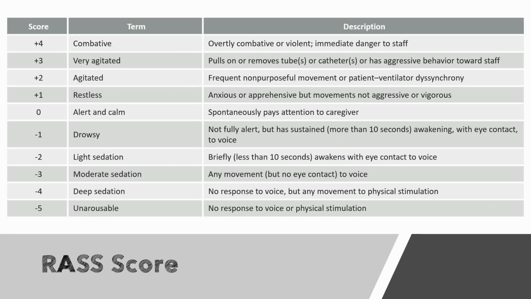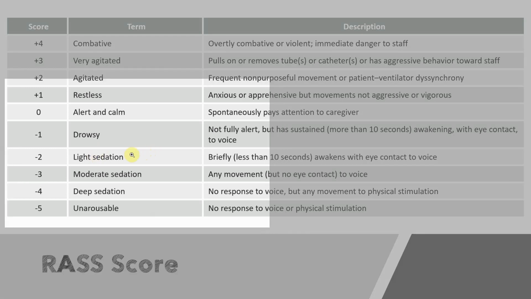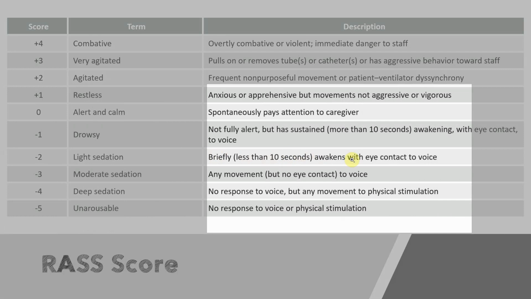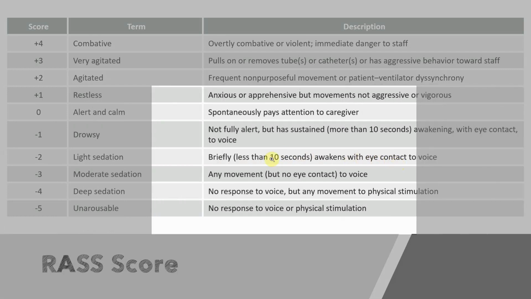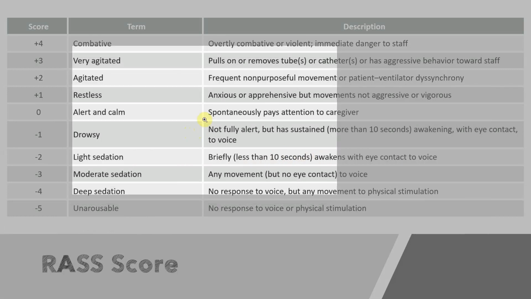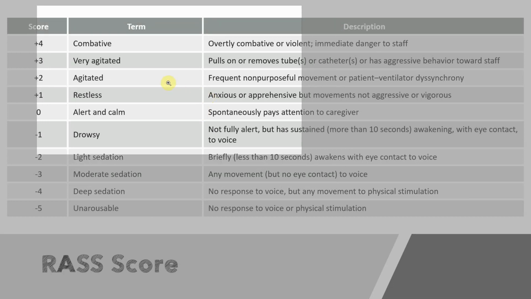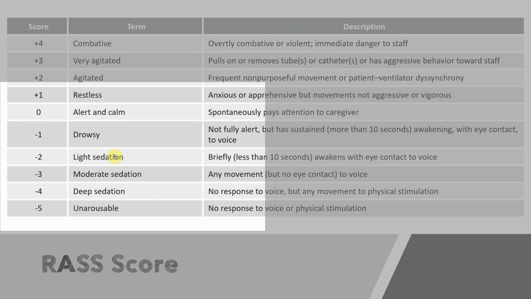So a RASS score is something that we use to determine the patient's wakefulness while being intubated. We want to target a RASS score of -2 to 0. And that is just where they're lightly sedated, they briefly wake to eye contact, and we don't want them to be fully alert. We don't want them to be restless. We don't want them to be agitated. Now, this is very difficult to do.